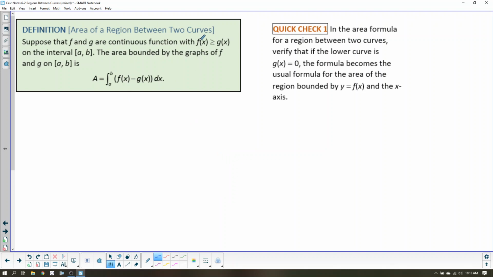If we have an interval a, b, and f of x is always greater than or equal to g of x, then the area between those two functions is always the integral of the upper function minus the lower function. Now, in some sense, this is what we were doing before.